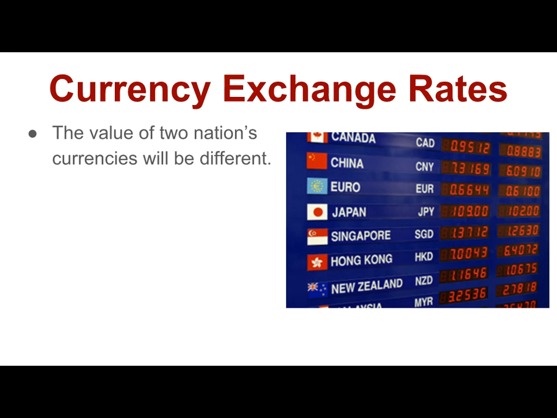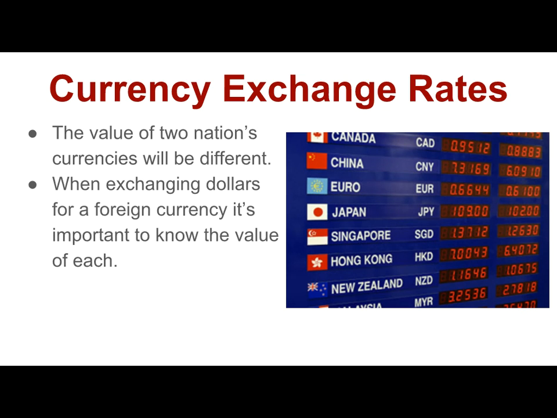Now, the value of two nations' currencies are different. Okay, a dollar is not worth the same as the yuan, the pound, the euro, the peso. These all have slightly different values. And when exchanging dollars for a foreign currency, it's important to know the value of each of those currencies.